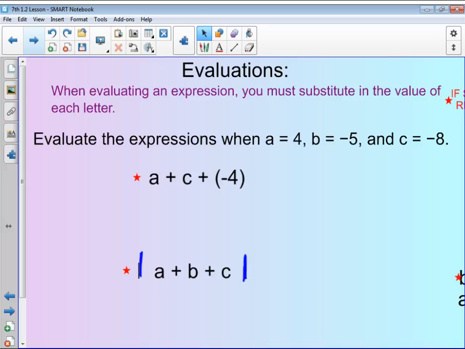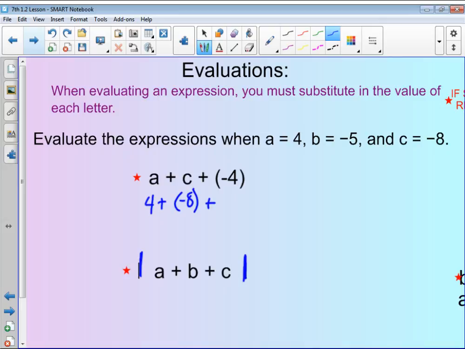Okay, so let's go ahead and go through these. Hopefully you paused the video and had time to kind of work through it. So I'm going to do my substituting in. So A was 4 plus C was negative 8. So I'm going to put that in a parenthesis just so it doesn't look so confusing. Plus this I'm just going to carry down, negative 4. Okay, they didn't put a letter there.